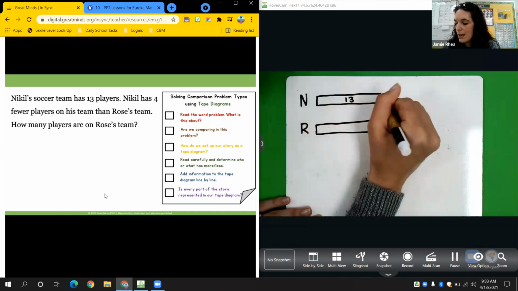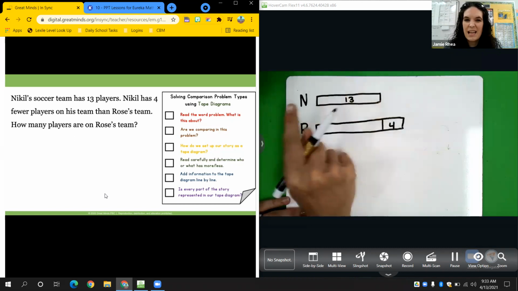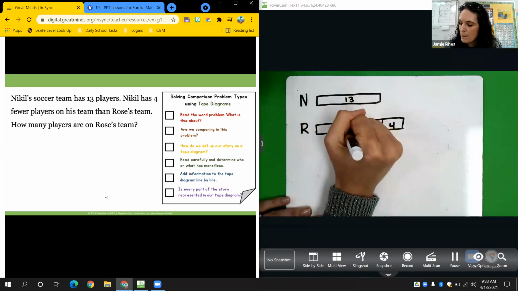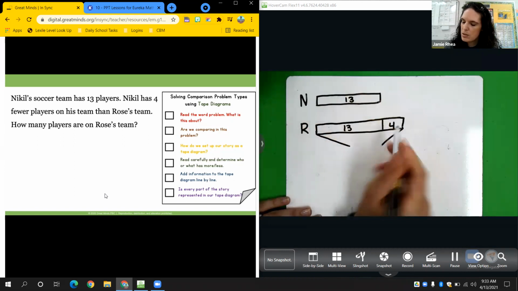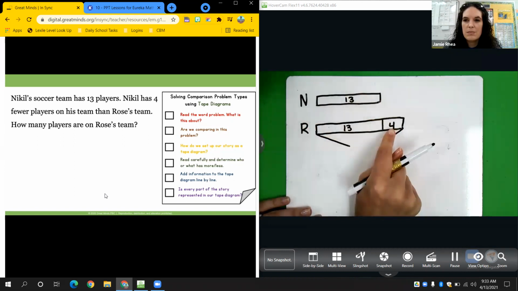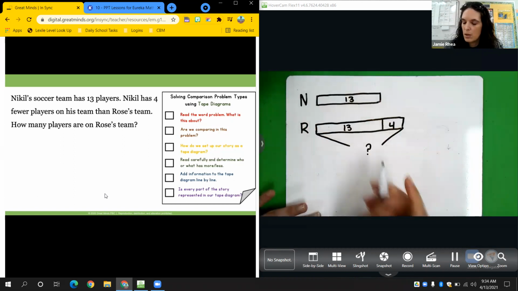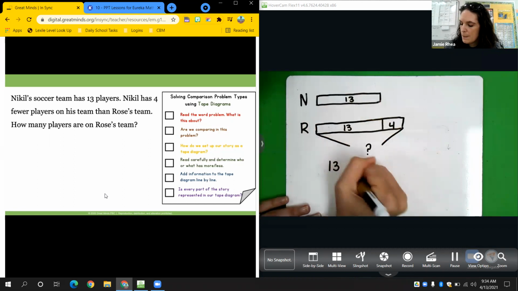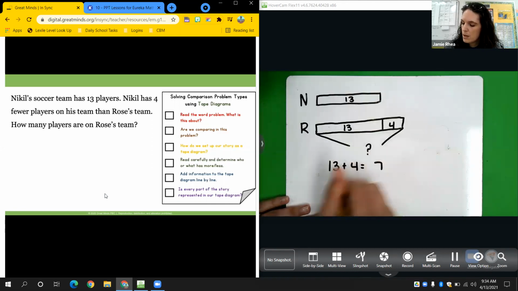And we know that they have 4 more because it said they had 4 fewer for Nikhil. So I know that Nikhil's team had 13 players and Rose's team is going to have 4 more. So I'm going to add it to get my total. So 13 plus 4 equals something. I know that 4 plus 3 is 7 and 10 is 17.